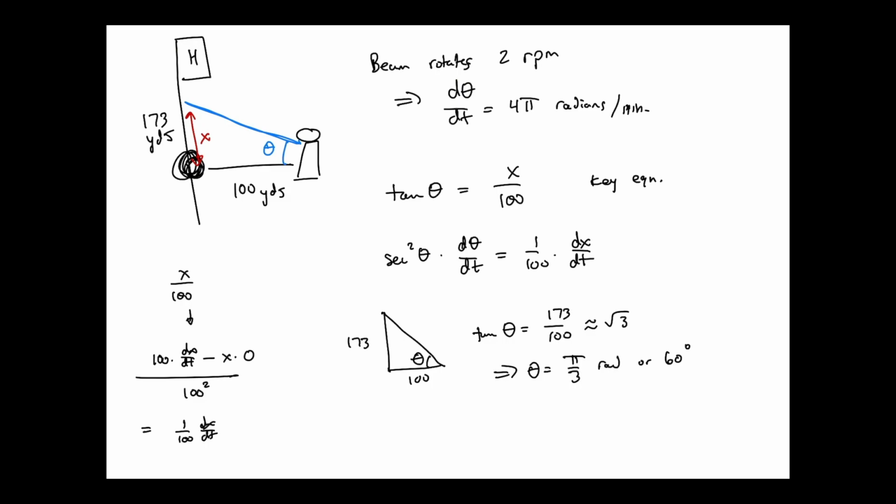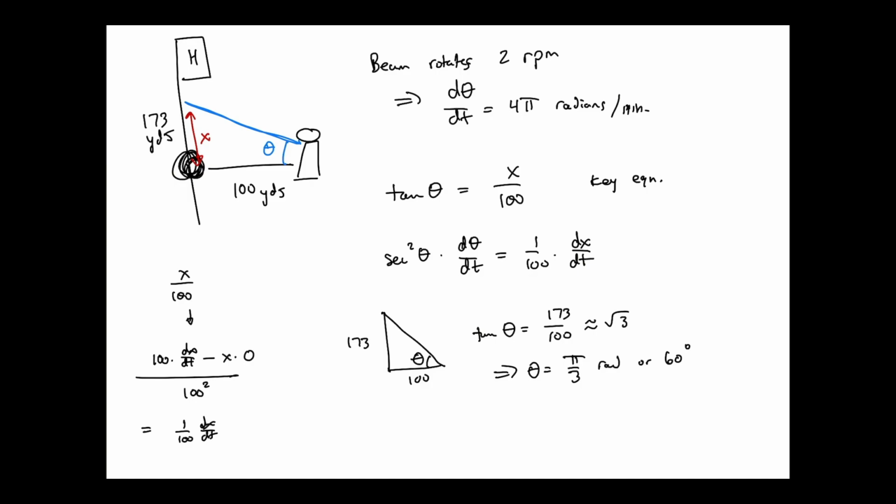Now, does 60 degrees seem reasonable just from an eyeballing standpoint, because I've got 100 and 173 there? It's definitely more than 45, right? Because if that 173 were 100, then it'd be 45 on the nose. So does that seem reasonable? So what I need to know then is what's the secant of that angle?